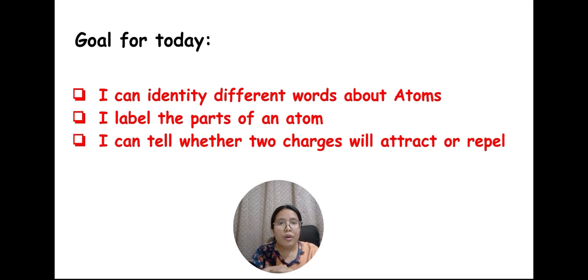Okay? So, last, negative and negative. Attract or repel? Repel. Kasi pareho lang silang negative. So, hindi sila lalapit sa isa't isa. Okay? So, if you can tell that, you have reached goal number 3.